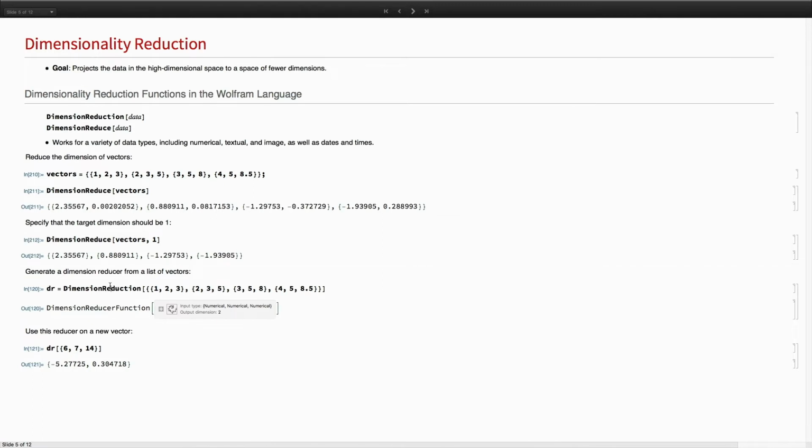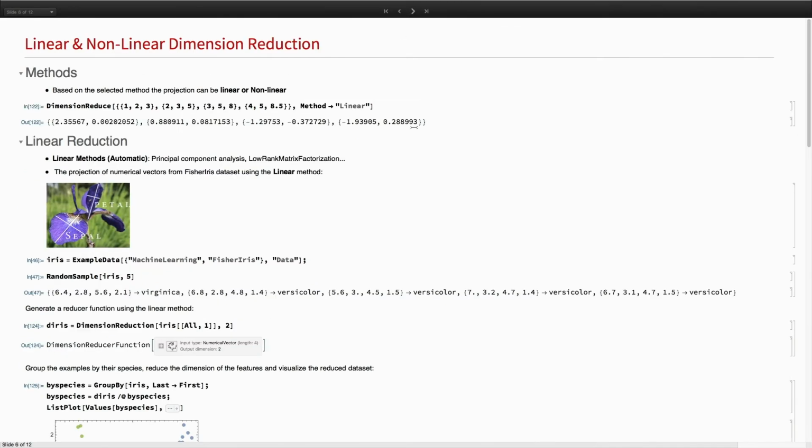The other function related to dimensional reduction analysis is dimension reduction itself, which you can give a set of training data, and it will return a dimension reducer function that you can then use to reduce new data. And depending on the method that you use, you can have two types of mapping from higher dimension to a lower dimension. It can be linear mapping or nonlinear mapping.